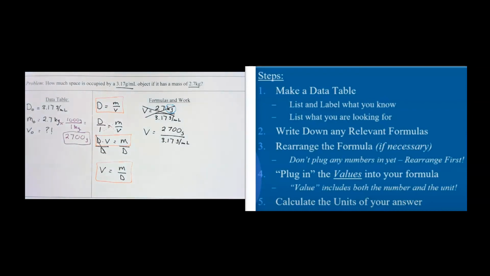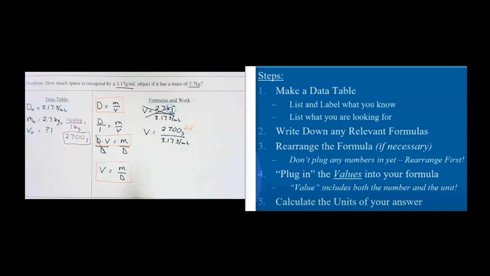Okay, last step. We're basically almost done here. Number 5 says calculate the units of your answer. And of course, we want to calculate the number part of it as well. So you can take 2,700 divided by 3.17. So let's actually do that. We have to keep track of significant digits here, right? So let's do that. 2,700 has how many significant digits in it?